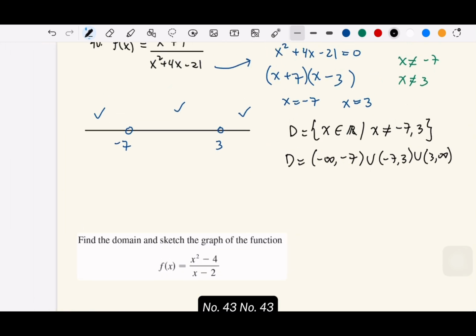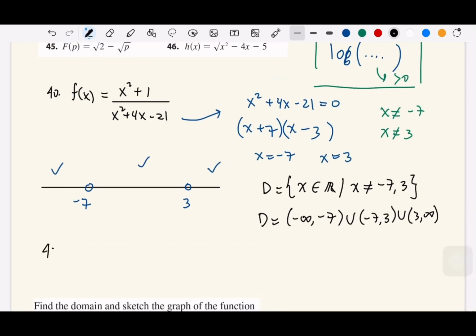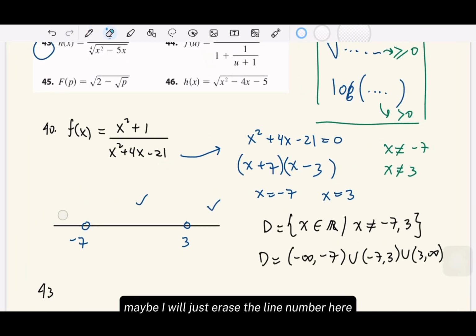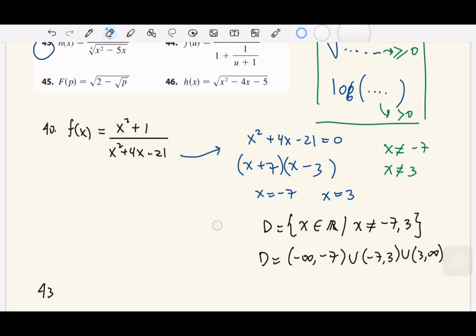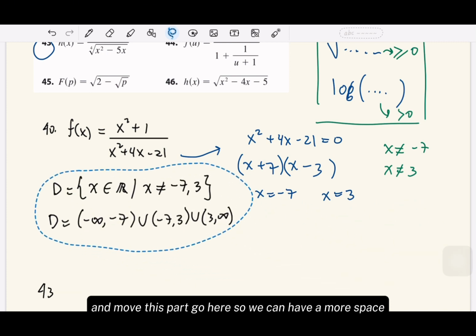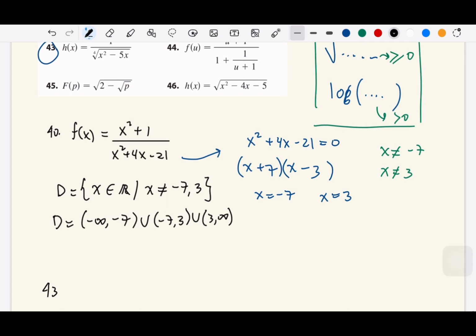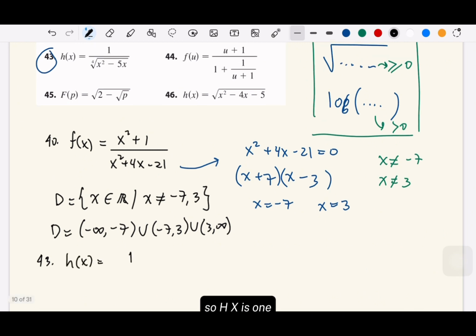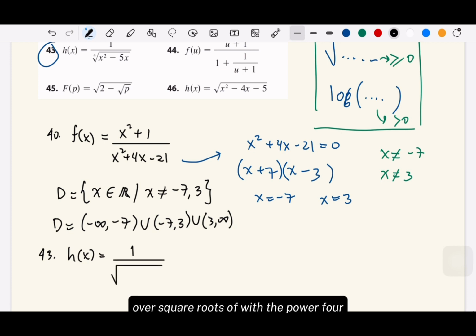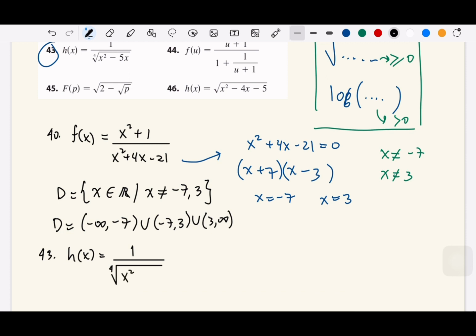Number 43. Maybe I will just erase the number line here and move this part over here so we can have more space. So h(x) is 1 over the square root with the power of 4 of x squared minus 5x.